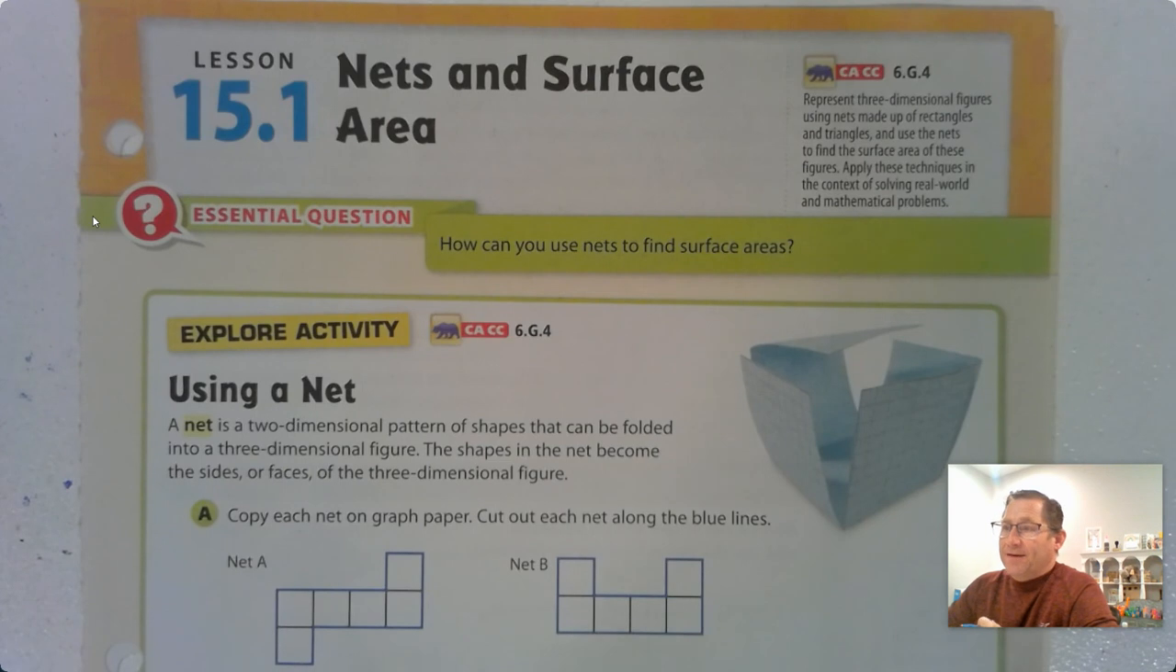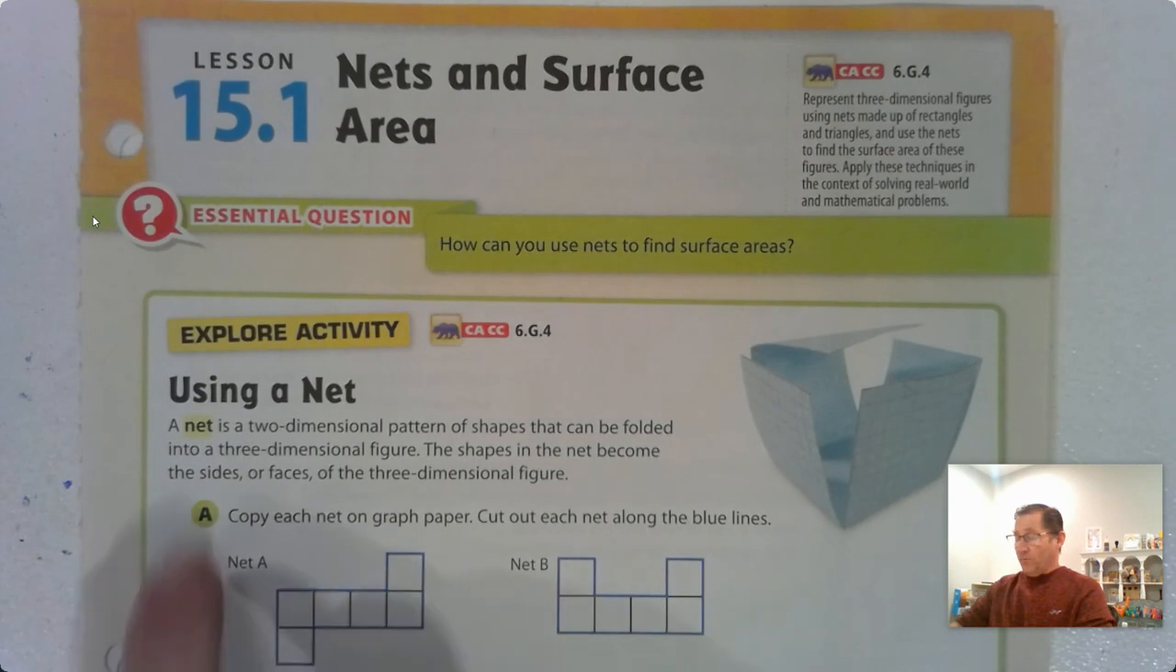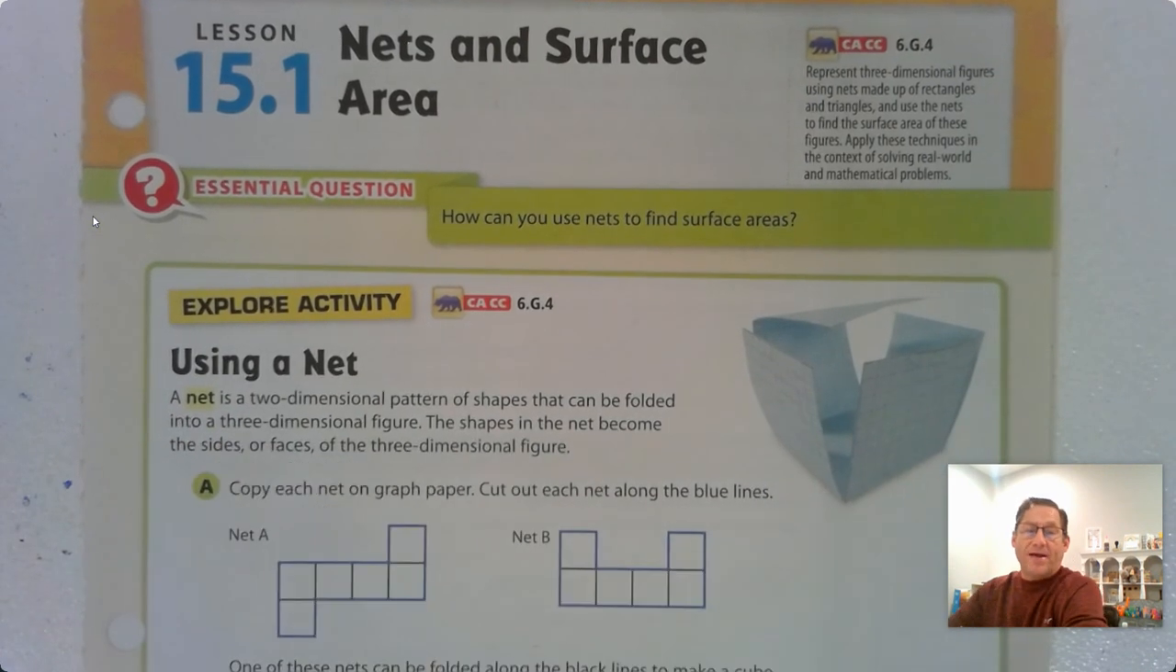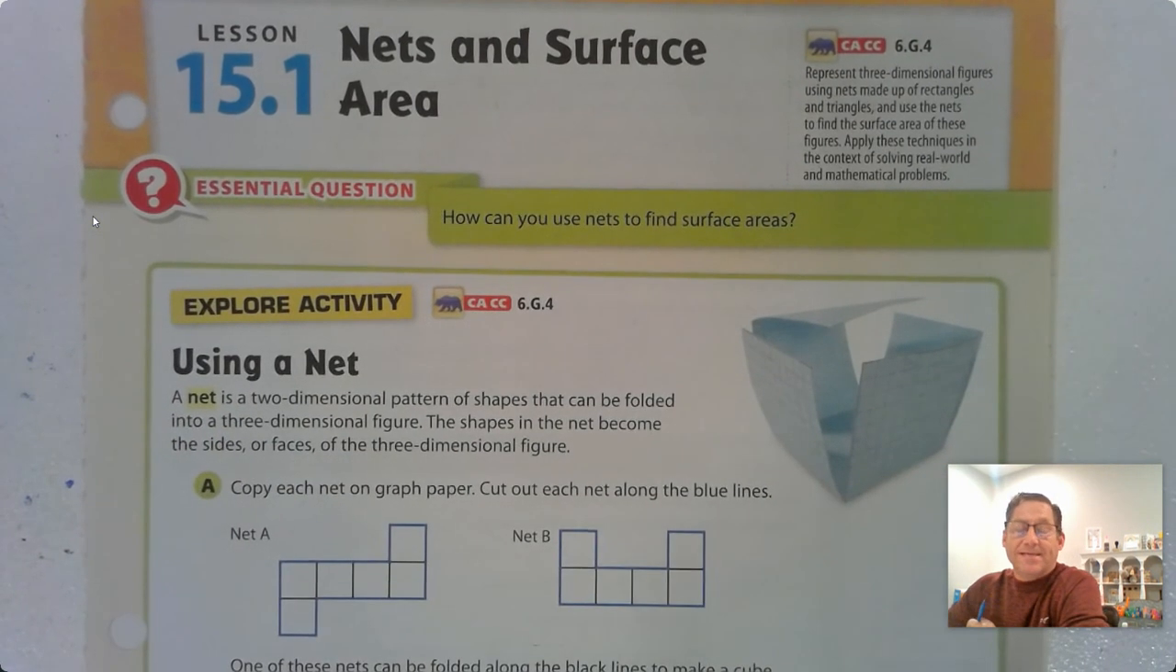Basically, you take a prism and if you cut it apart and lay it flat, you'll see the different shapes of that prism. So a net is a two-dimensional pattern of shapes that can be folded into a three-dimensional figure. The shapes in the net become the sides or faces of the three-dimensional figure.